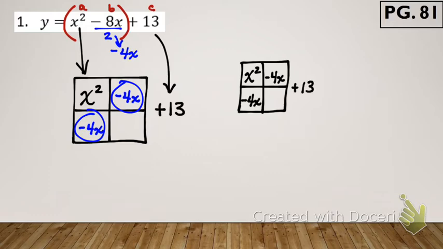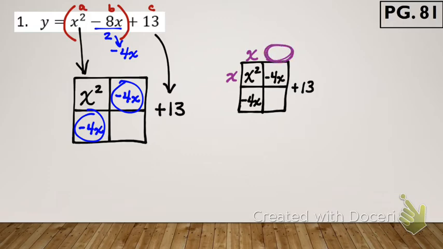All right, I need to figure out what's going to go here and here. What can I take out of x squared and -4x? I can take an x out. Same thing this direction, x squared and -4x. I can take an x out.